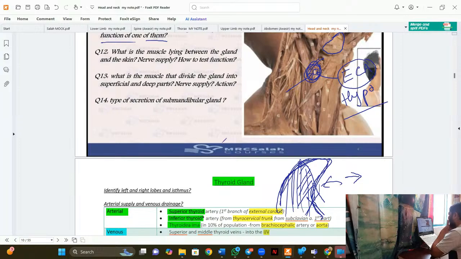This is external. Why? We can see the branches of the external carotid. See, it goes up, then it gives a branch like this. Okay.